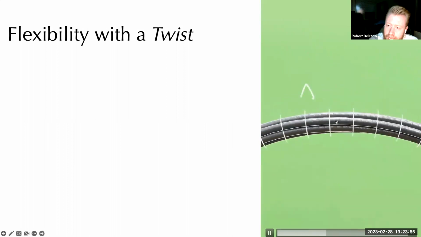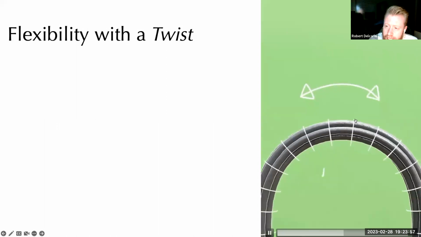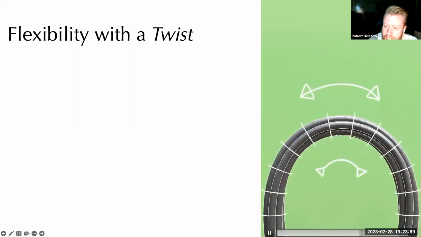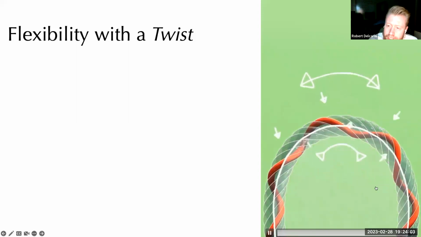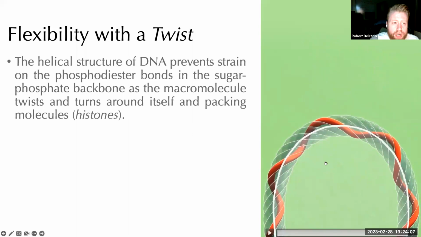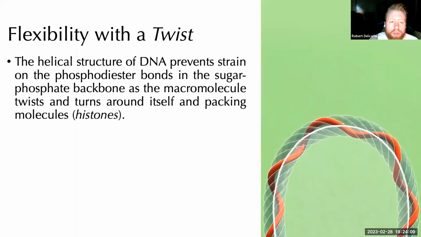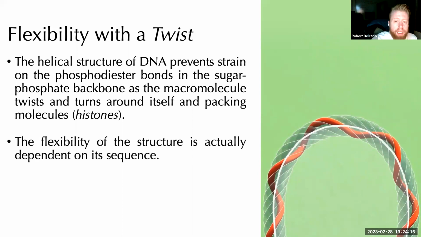Well, as you can see from this cable, when you bend it, the outside bit is forced to stretch and the inside bit is forced to compress. And when you twist it up, those forces negate. So DNA adopts that same structure, and that helical structure avoids any kind of strain on the phosphate backbone, especially as it wraps around those packing molecules.